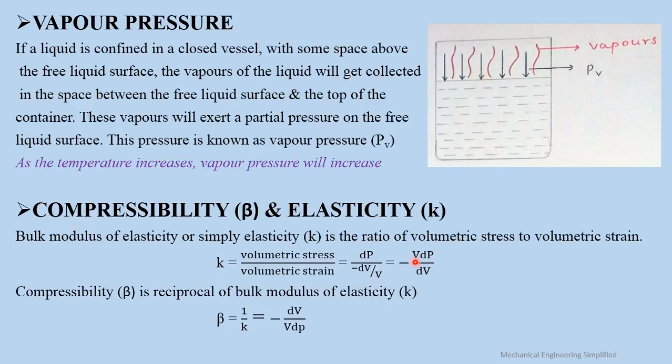So this is the formula: K = -V dP/dV, where V is the original volume, dP is the pressure change, that is the volumetric stress, and dV is the change in volume. This formula is known as elasticity or bulk modulus of elasticity. Then what is compressibility? It is the reciprocal of the bulk modulus of elasticity: beta equals 1/K, which is equal to -dV/(V dP).